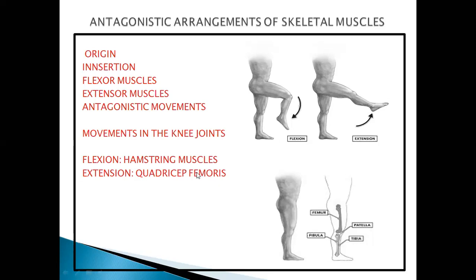Just like your biceps and triceps muscles in the arm region, hamstring and quadriceps femoris are present in the thigh region, which are helping for the process of the flexion and extension. These are two antagonistic movements, which are opposing movements to each other. It was all about the antagonistic arrangement of skeletal muscles. If there is any difficulty, please let me know so I could clear it.